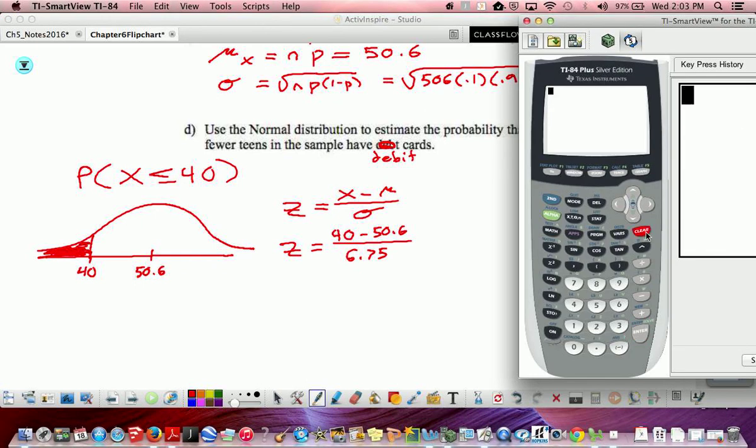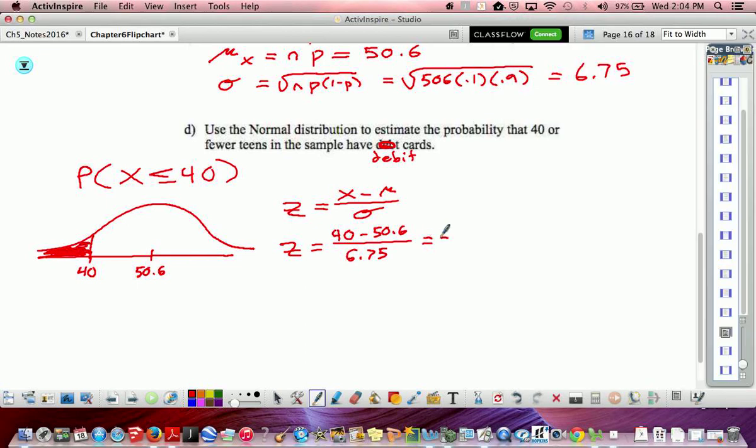Calculator time. So, 40 minus 50.6. Negative 10.6 divided by 6.75. Negative 1.57 standard deviations. So I'm really looking at what's the probability that z is less than or equal to negative 1.57. So, we go normal CDF, negative infinity to negative 1.57.